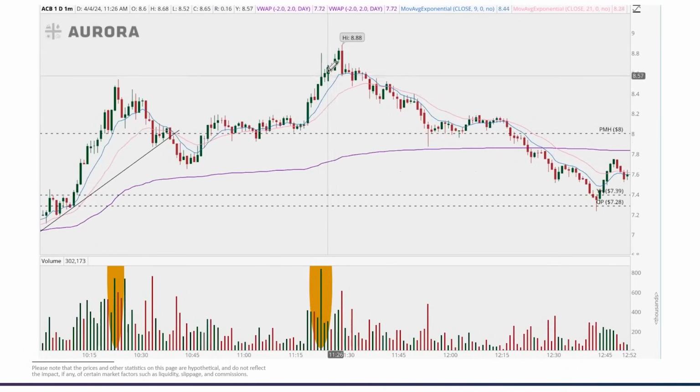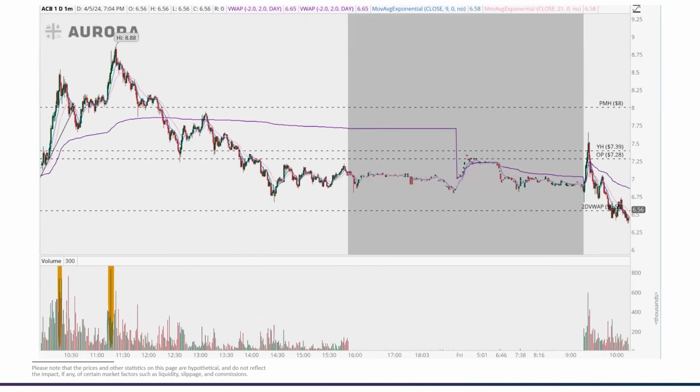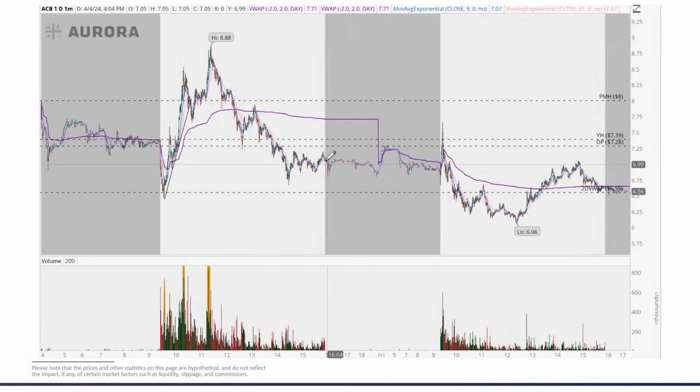The stock does end up making a new high at 8.88 before it starts to break down, and it closes at the bottom 20% of the intraday range, below VWAP, below the opening price. And this signals to me that the backside is in. So going into the second day of the backside trade, I'm looking for a short now.